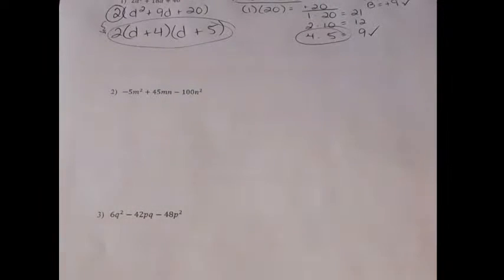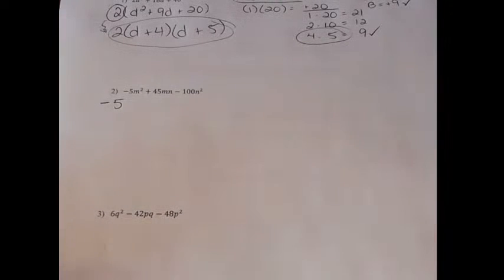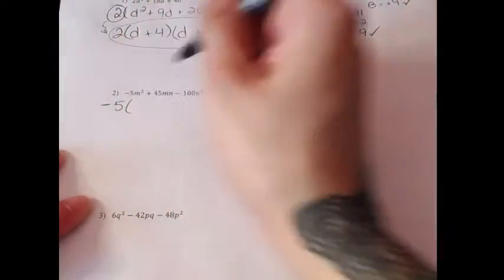So right away you're looking and you're saying, okay, leading negative, that's the first thing. And then you're like, okay, numeric part: 5, 45, 100, well, I know 5 can go into everything. And then variable part, m squared, mn, n squared. Okay, I can't factor out any variable because all three terms do not have the same variable. All right, so my GCF is negative 5, no big deal.